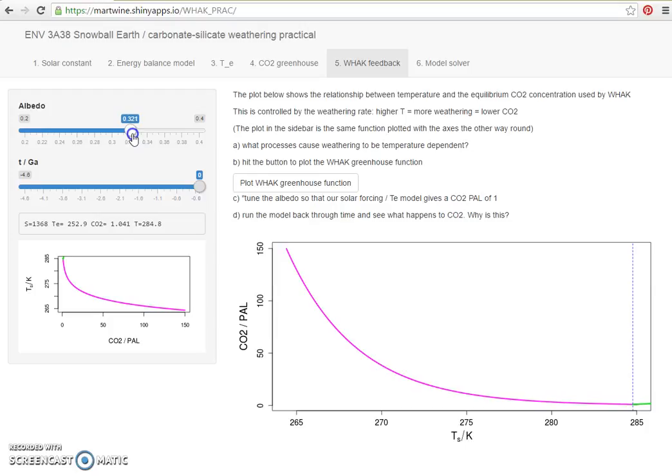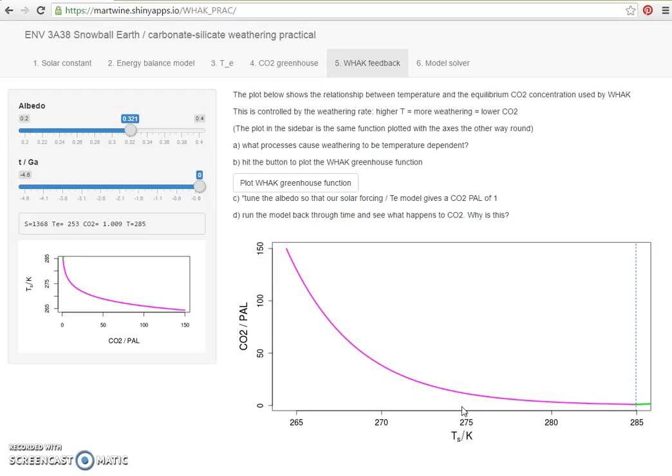So the students first tune the albedo of the model so that they find the solution for the present day, which is when the green line and the pink line touch at a CO2 value of 1 times the present atmospheric level. So that's effectively the present day.